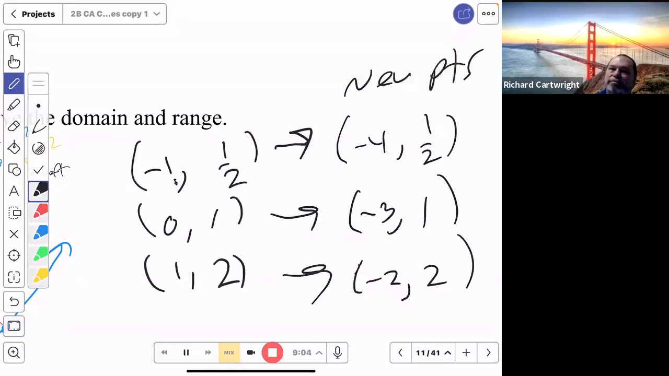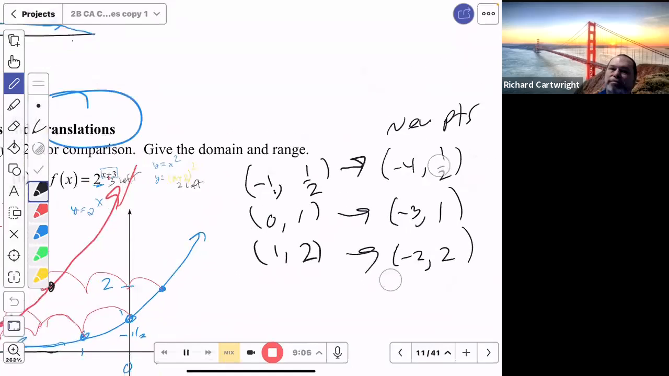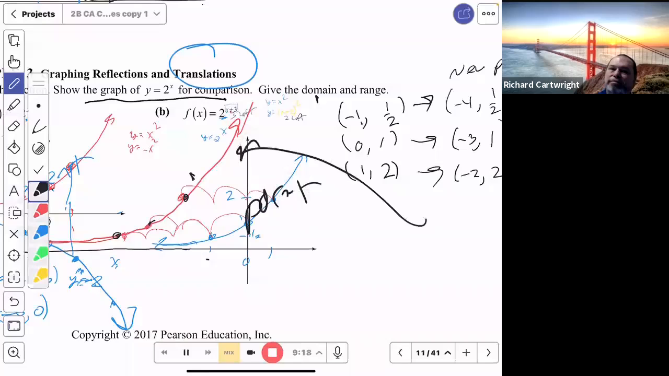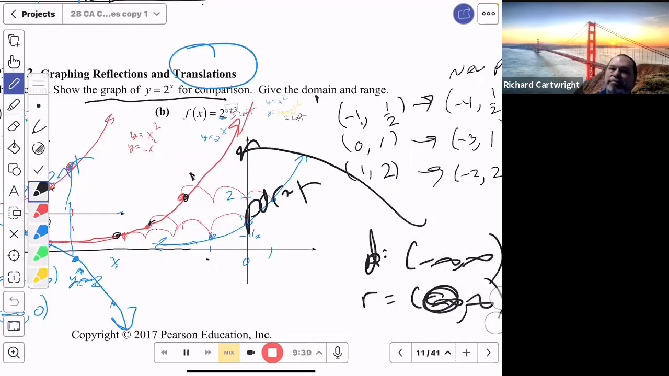So if you were a good student, you would actually do some more thinking. But he just said, graph it, find the domain and range. Okay, my new domain and range. We're not talking about the parent. We're talking about that one. Domain: it's the same, it didn't change. Range: it's the same, it didn't change. Oh, no, it's 0 to infinity, right? That didn't change at all.